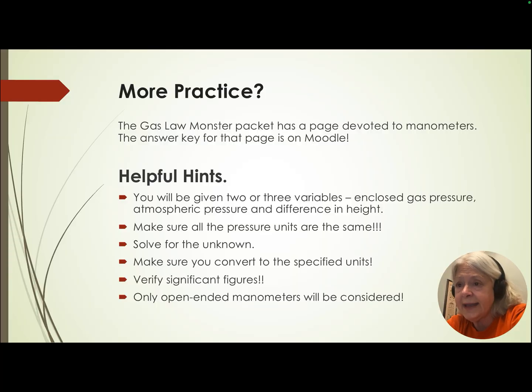Your Gas Lab Monster packet has a page devoted to manometers, and the answer key for that page can be located on Moodle. You will be given two of three variables, and those two will include two of the following: enclosed gas pressure, atmospheric pressure, and height difference. Make sure all your pressure units are the same, solve for your unknown, and make sure you convert your final answer into the correct units. Verify your significant figures, and again, we will only be considering open-ended manometers. That is the end of this tutorial.